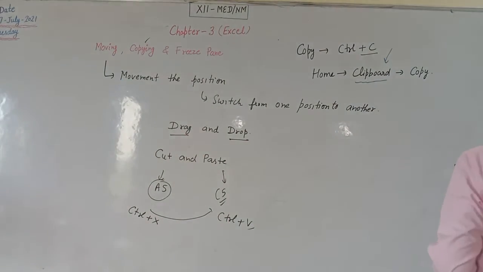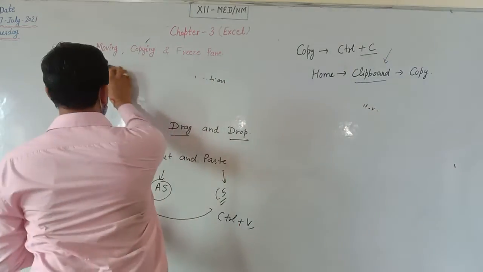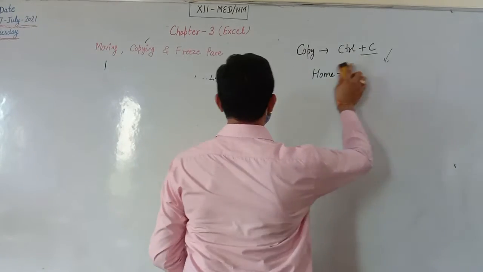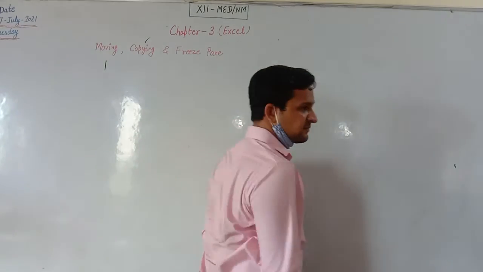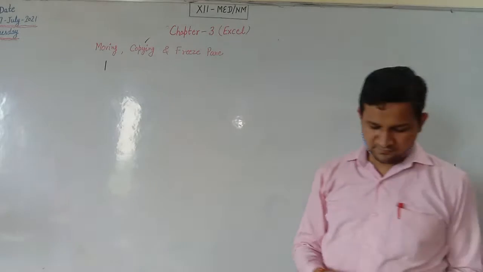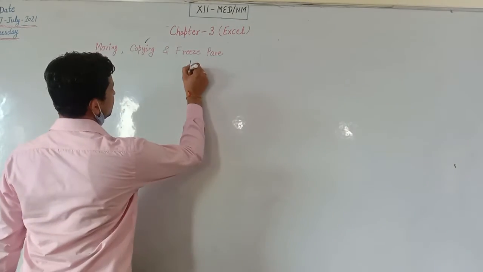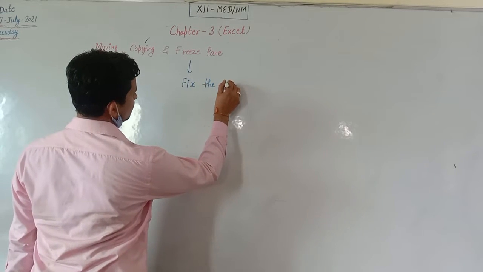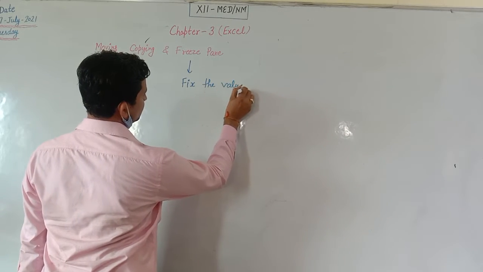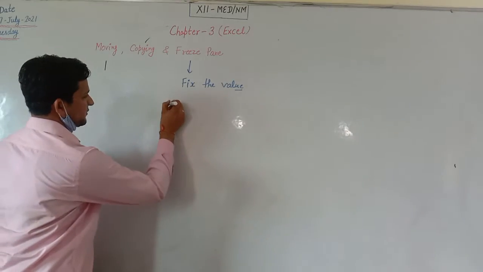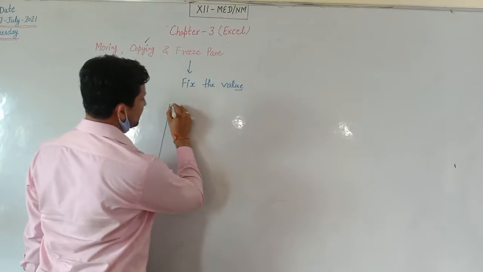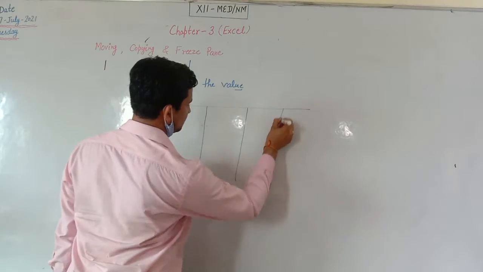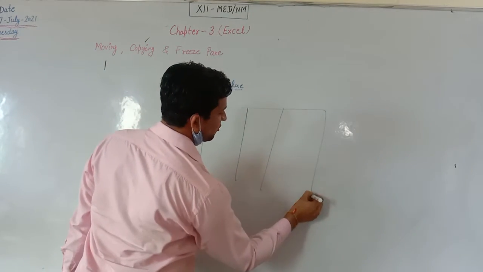Next is freeze. Freeze means to fix the value. As per the Excel sheet structure, data is stored in rows and columns.